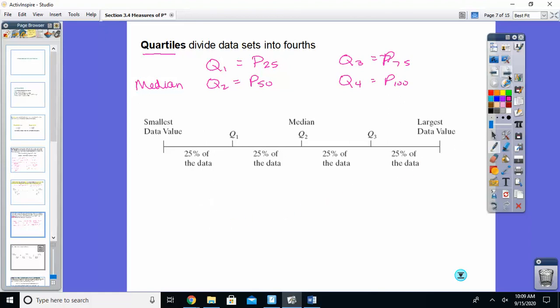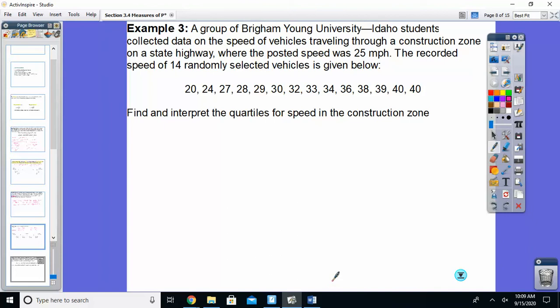So let's take a look at an example. A group of students collected data on the speed of vehicles traveling through a construction zone, where the posted speed was 25 miles per hour. So we have 14 speeds recorded below. I want to find the quartiles for all of these. So first of all, if you're finding quartiles, they do have to be in order, small to large, which mine are. So if you just want to jot down these 14 numbers in your notes, we'll find the quartiles from that.